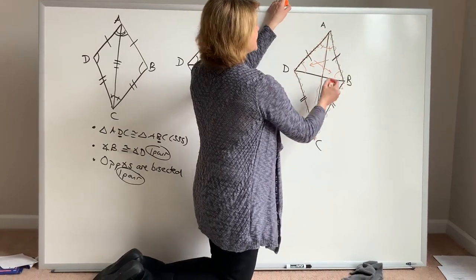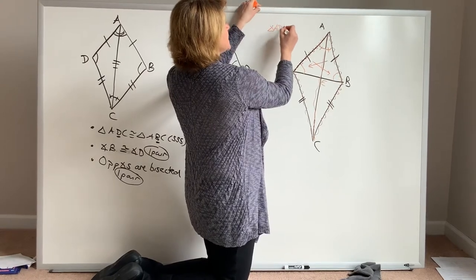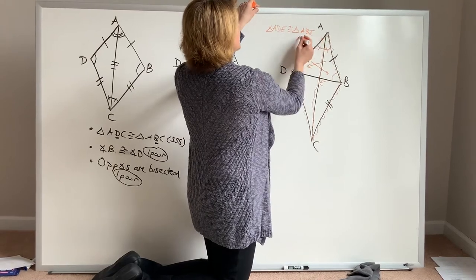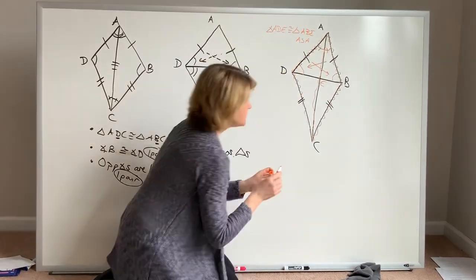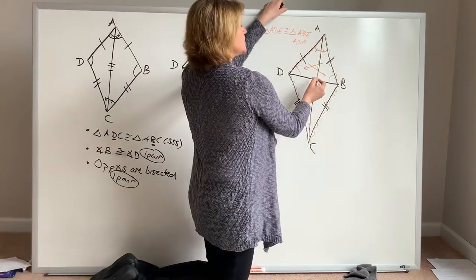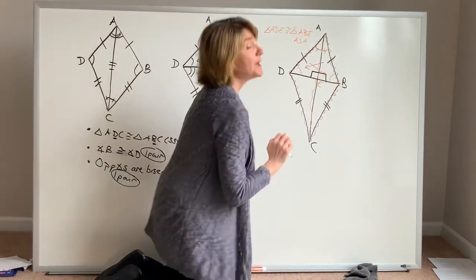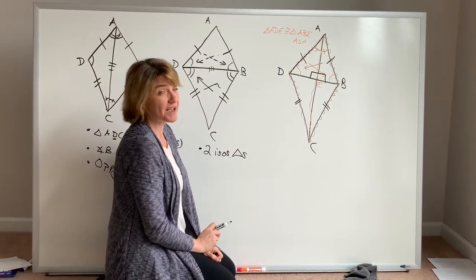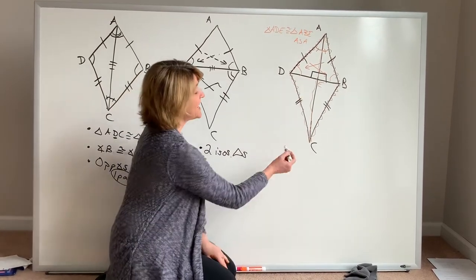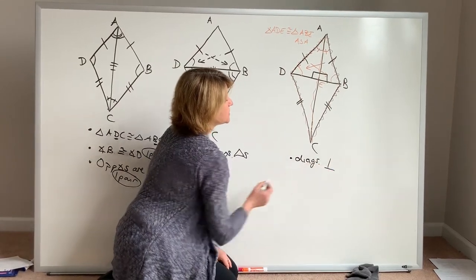And that means that I can say, just name this point E, I can say that triangle ADE is congruent to triangle ABE by angle side angle. And if those two triangles are congruent to each other, I know that also by CPCTC, these two angles would be congruent to each other. And because they're congruent and they're a linear pair, that means that they each have to have measures of 90 degrees. And if I have right angles, that means that the diagonals of my kite are perpendicular to each other.